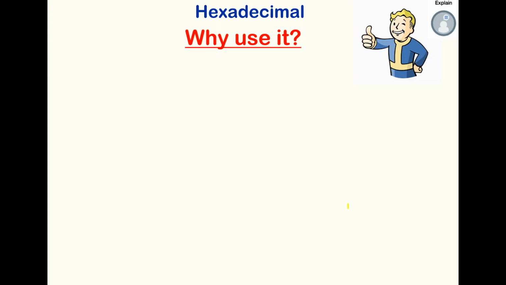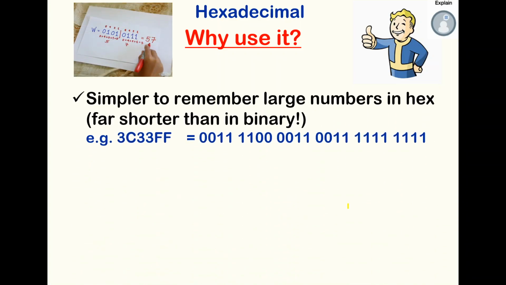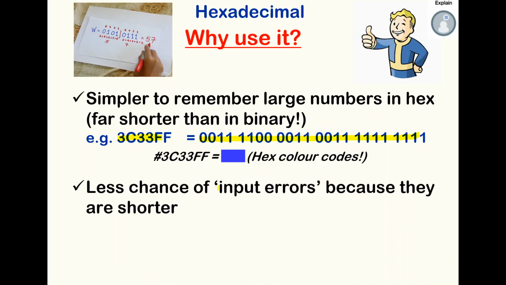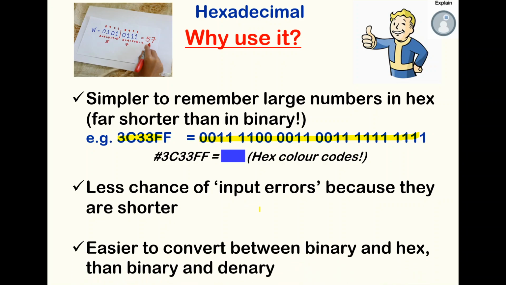So why use hexadecimal? It's simpler to remember large numbers in hexadecimal, much shorter. So a simple hex code like this would represent the binary number, all of that, much shorter indeed. And that can be used for things like hexadecimal color codes when you want to remember a specific color. Less chance of input errors when you're typing it in, because again, they're much shorter, less chance of making an error. And it's much easier to convert between binary and hex than binary and denary, much quicker, and we'll see how now.